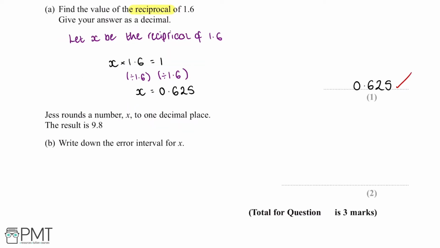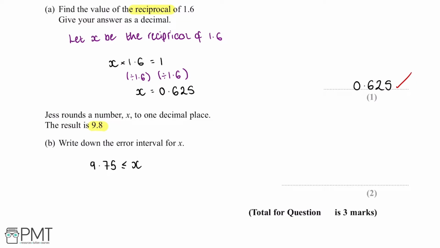Jess rounds a number x to 1 decimal place. The result is 9.8. Write down the error interval for x. So if Jess's result was 9.8, we need to think about the range of values which we would round to 9.8. So if we start with below the number 9.8, we would round any number which is equal to 9.75 or above up to 9.8. So because this is including 9.75, we want to put a greater than or equal sign. And then the error interval is for the x.